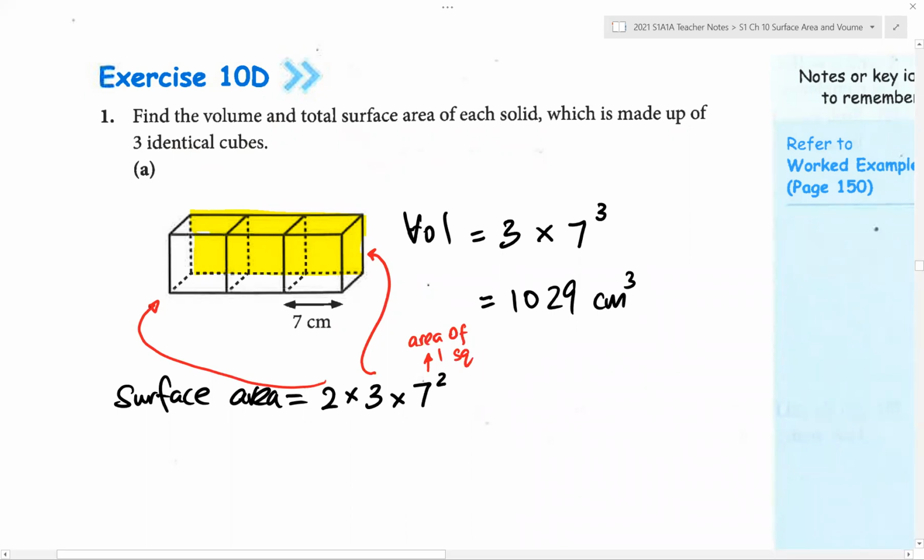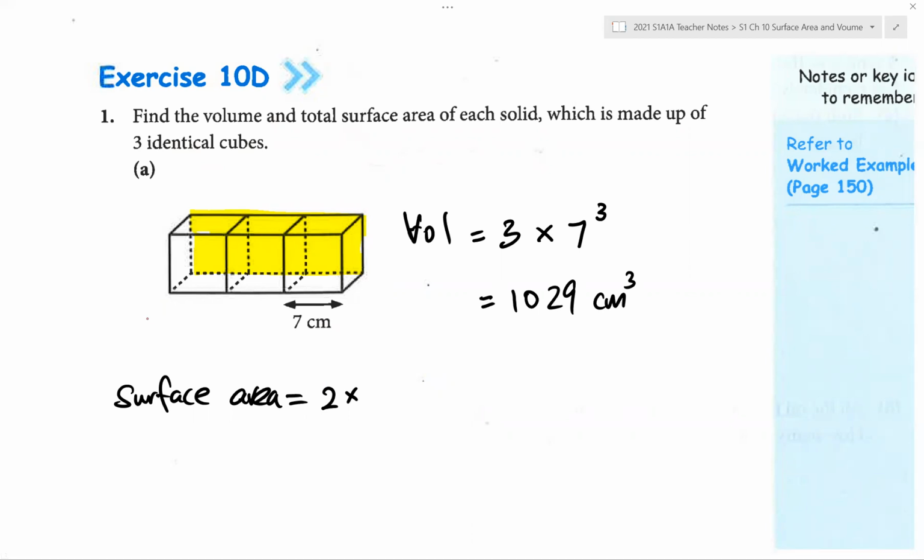The other way you can do it is, I haven't finished yet, like this. Same, starting with 2 times because front and back are the same. 2 times the yellow rectangle. This rectangle has a height of 7. This distance is 3 times 7, which is 21. So the area will be 2 times 21 times 7. This is for the front and the back.